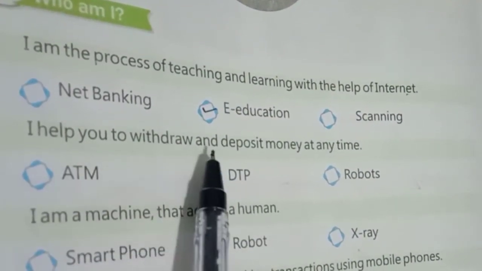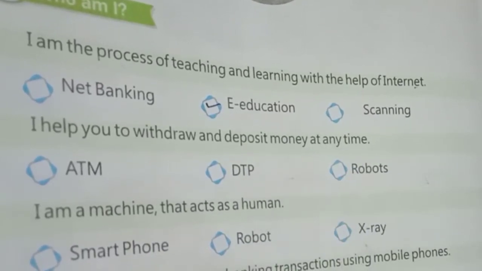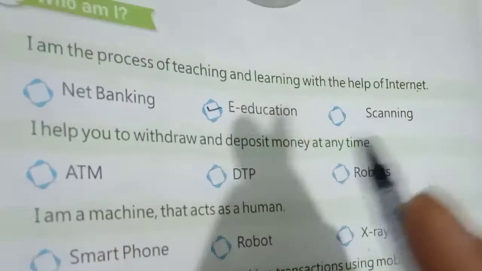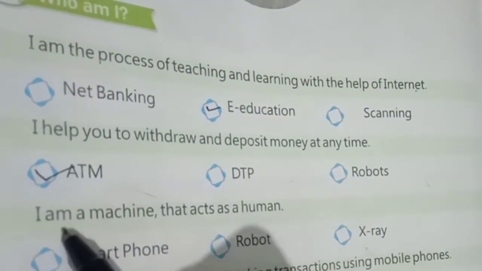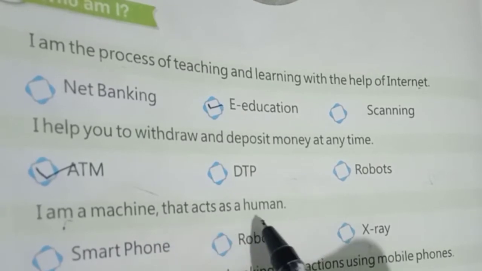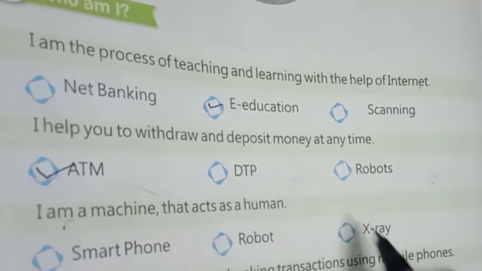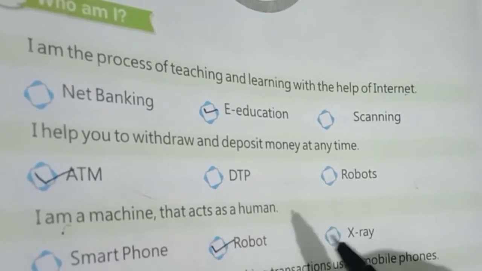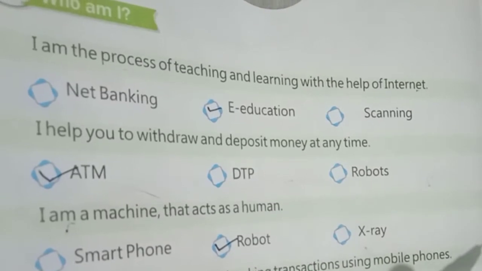I help you to withdraw and deposit money at any time. Withdraw means taking out money, deposit means putting money in. Which is it? ATM card. I am a machine that acts as a human. Who does all the things human beings do? Robot. I am a machine that acts as a human being, so it is Robot.